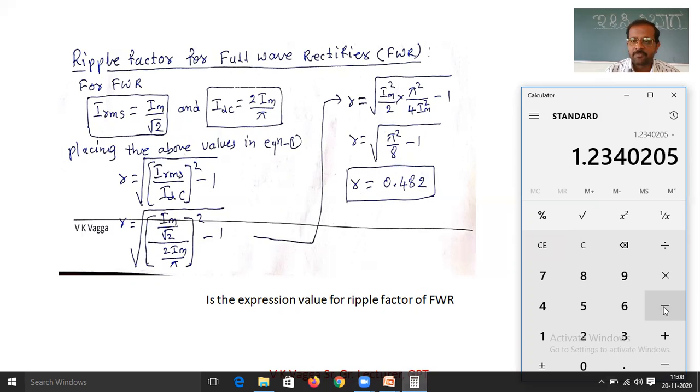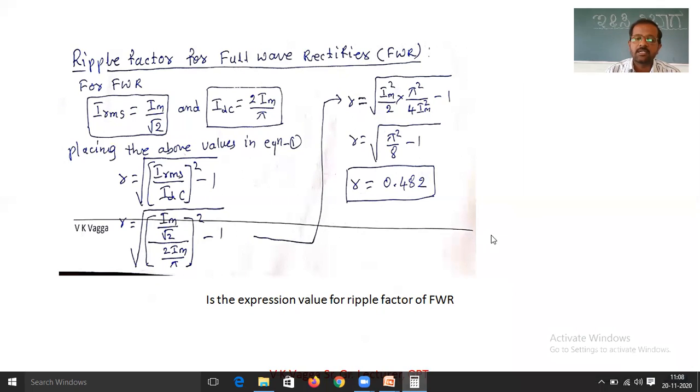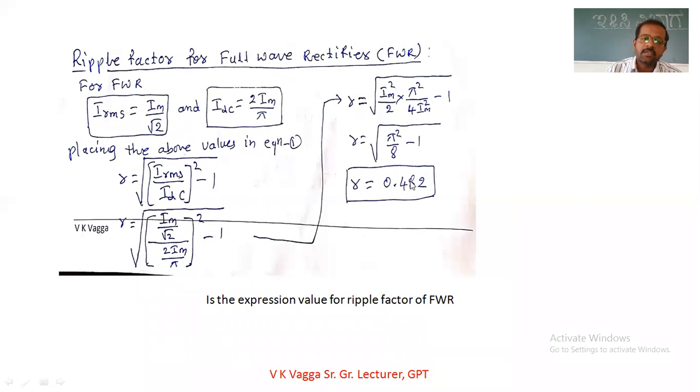It is minus 1, and you are going to get 0.23, and it is under the root here. If you apply the square root, you are going to get 0.4837, etc. It is equated to R is equal to 0.482. This is the ripple factor for the full wave rectifier. Either it can be the center tap or the bridge rectifier. It is applicable for both here.